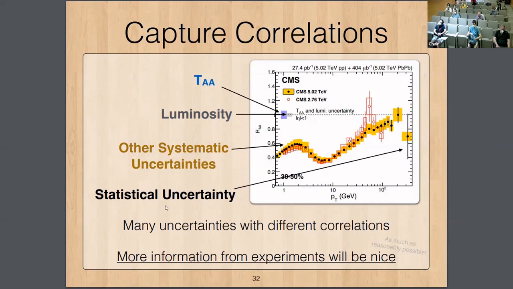And I think it will be important for the experiments to convey more information about how correlated things are. Maybe not the full correlation matrix, that's a lot of work, but the more information, the better. And that will be very beneficial to move forward, especially as the uncertainty size is shrinking.